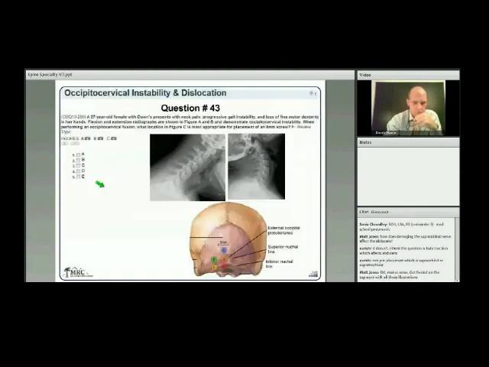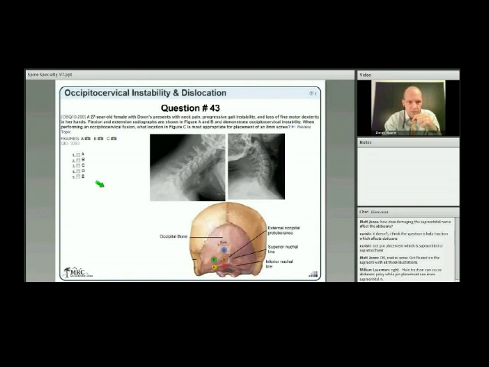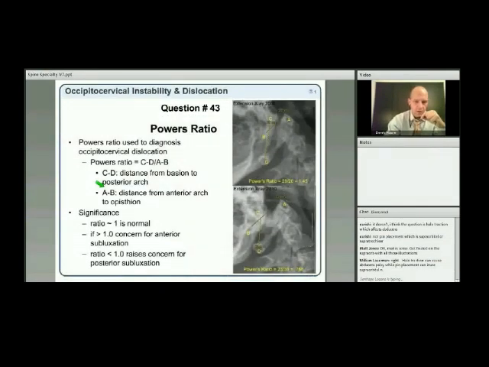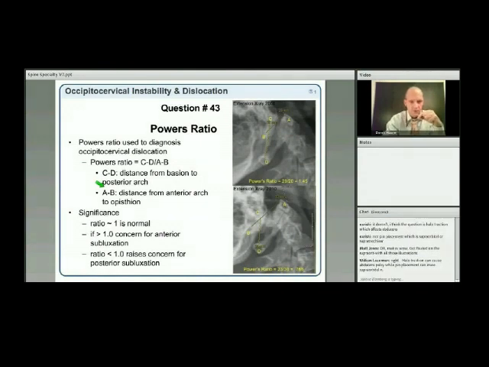All right, we're going to whip through this one last topic. 27-year-old female with Down syndrome presents with neck pain, progressive gait instability, and loss of fine motor dexterity in her hands. So she's becoming myelopathic. Flexion and extension radiographs are shown in figure A and B and demonstrate occipital cervical instability. When performing an occipital cervical fusion, what location of figure C is most appropriate for placement of an 8 millimeter screw? So although you rarely see it in clinical practice, you do need to be aware of occipital cervical instability.